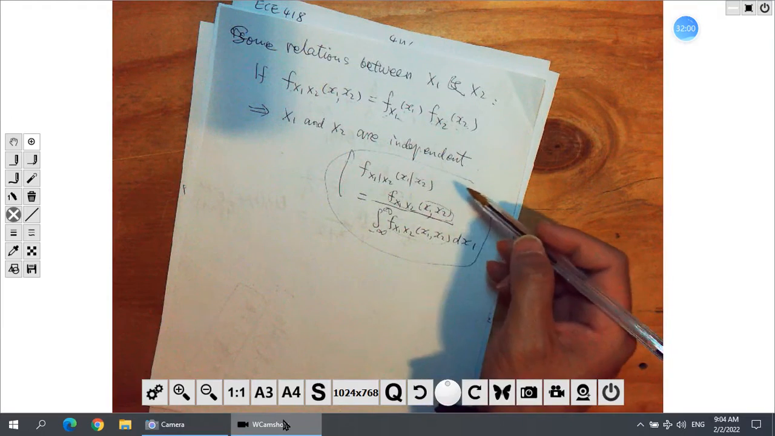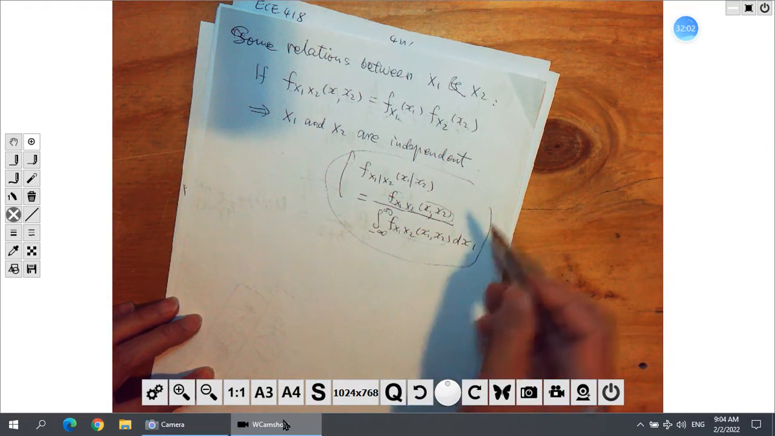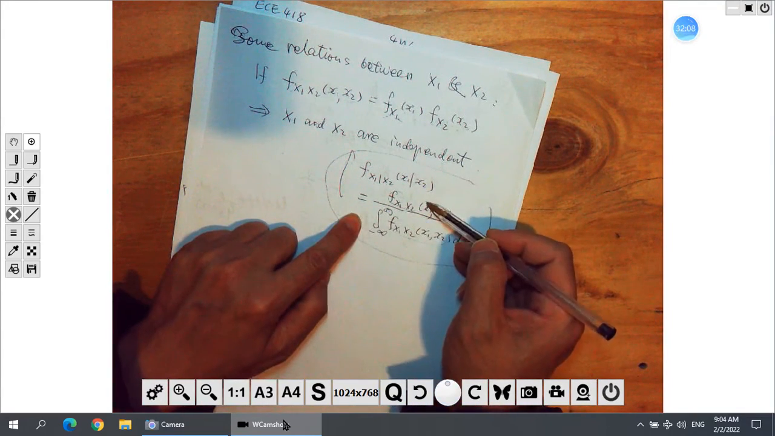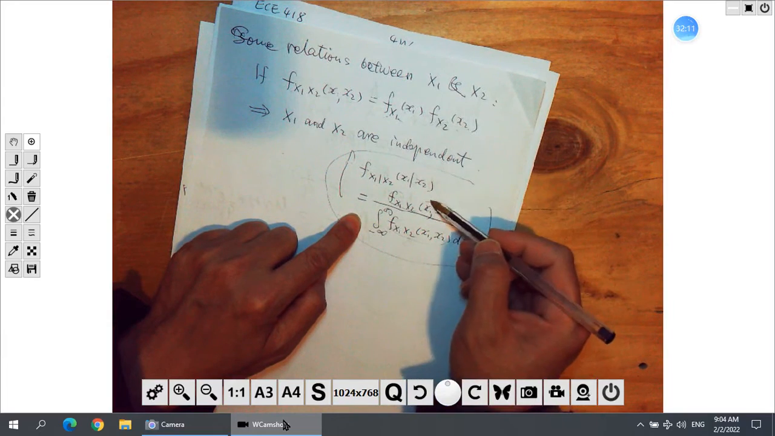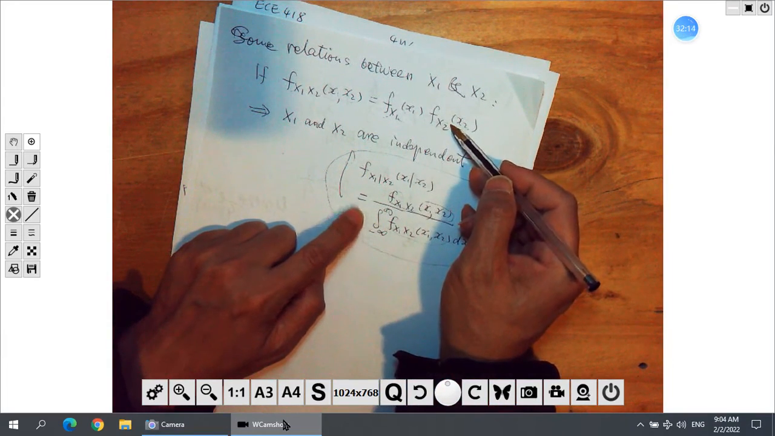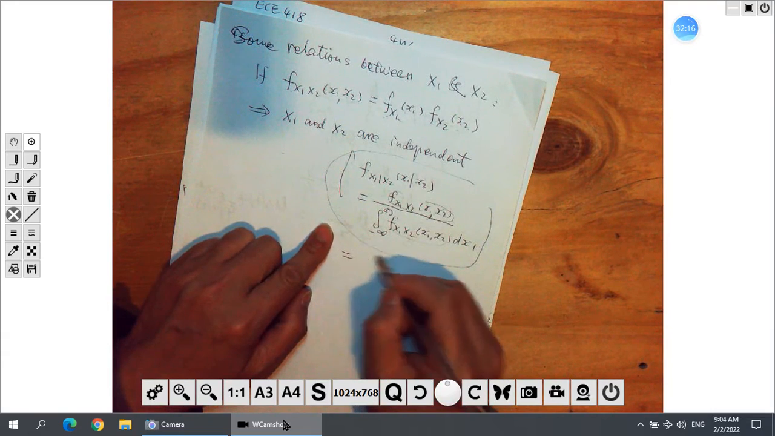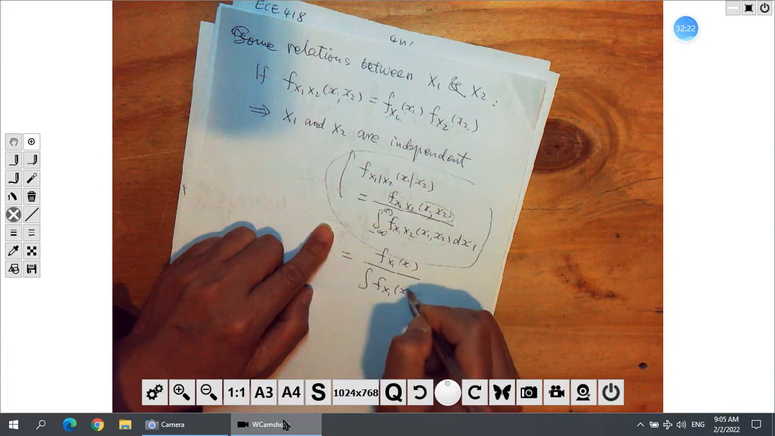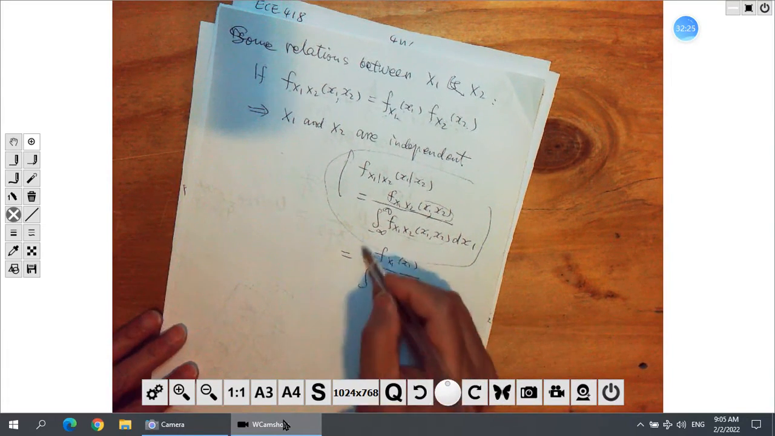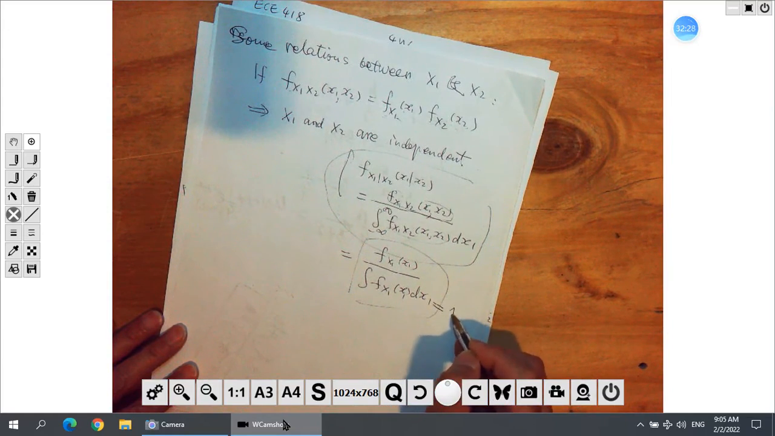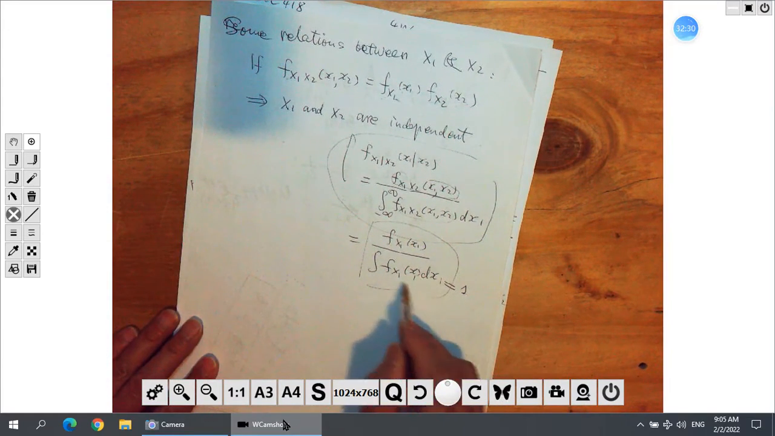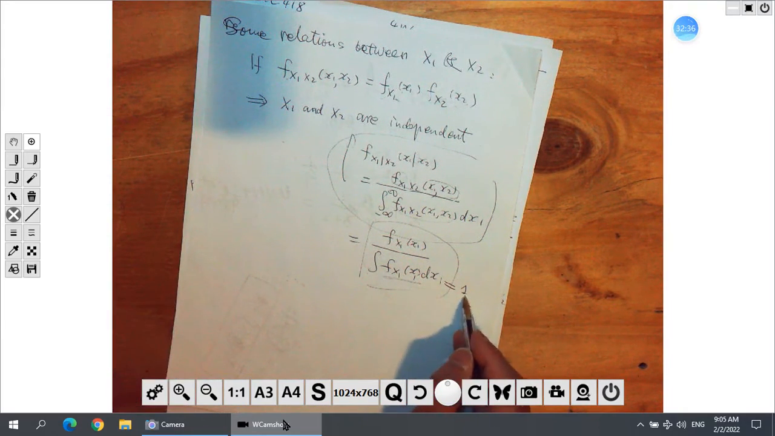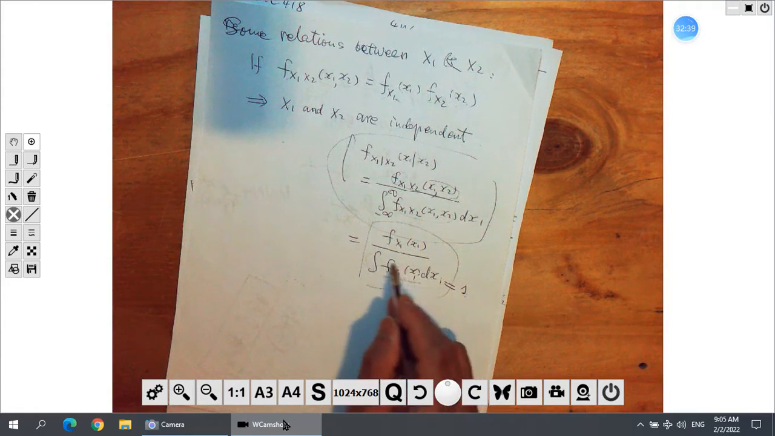This is the integral for x1, so you can remove the f(x2) term out of the integral. And in the denominator, you also have f(x2), the multiplication. So the x2 term you can cancel. This will become f(x1) over the integral of f(x1) dx1. And we know the denominator is always 1. Any density function, you do the integral over the whole sample space, you get 1.